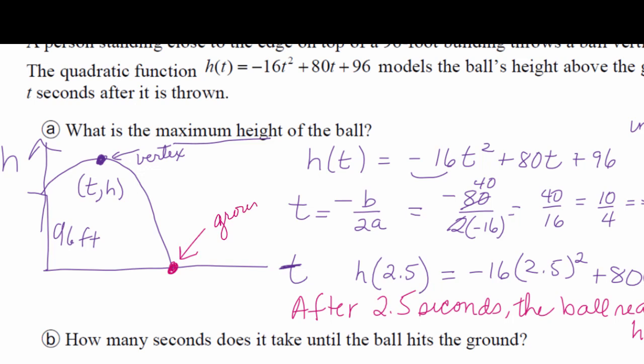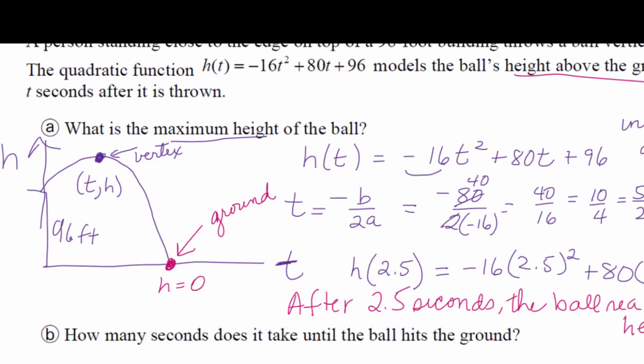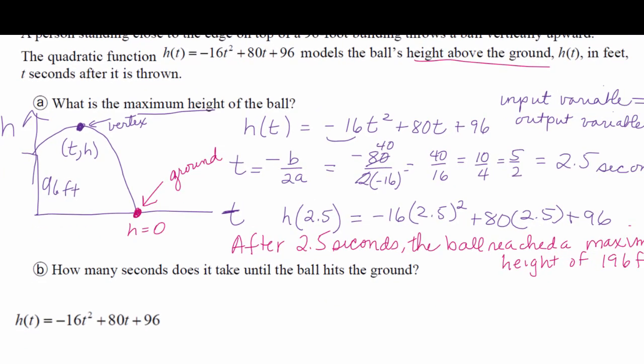Ground, that's the ground. The ball's at the ground. And so tell me about the height of the ball if it's at the ground. Well, remember that h was the height above the ground? The ball's height above the ground is h. So h is 0 when the ball hits the ground.